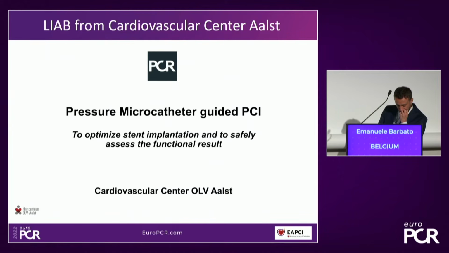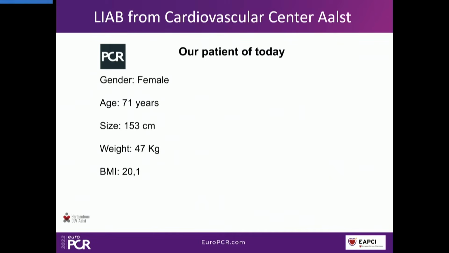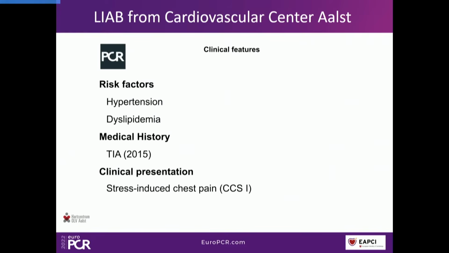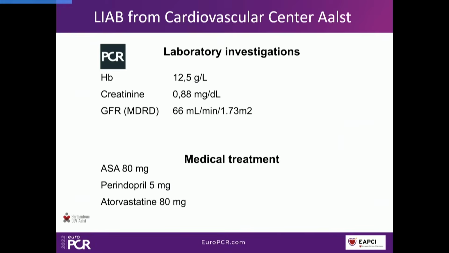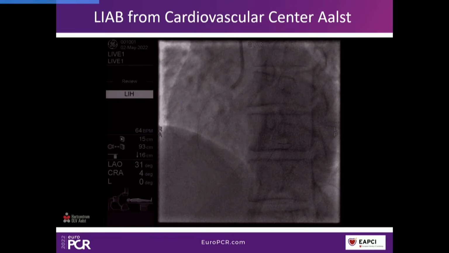Thank you, Emanuele. So the patient of today is a 71-year-old lady with common cardiovascular risk factors, with a history of a previous TIA in 2015. The clinical presentation is stress-induced chest pain. The laboratory investigations are unremarkable. This is the ongoing medical treatment. The baseline ECG and the resting echocardiography are normal, but the exercise test was maximal, positive for symptoms, but negative for signs of ischemia. Thank you very much, Emanuele.